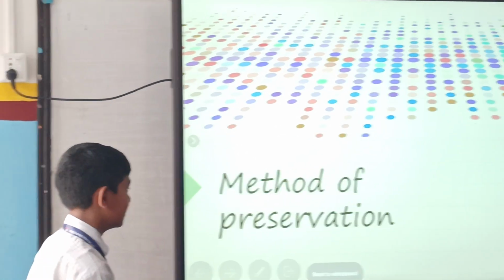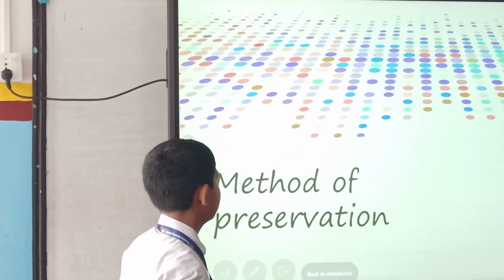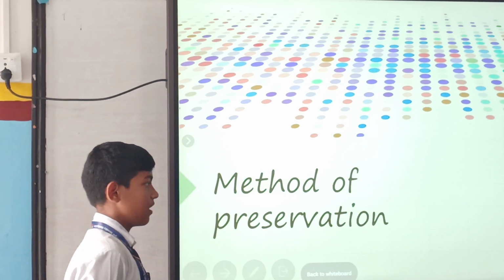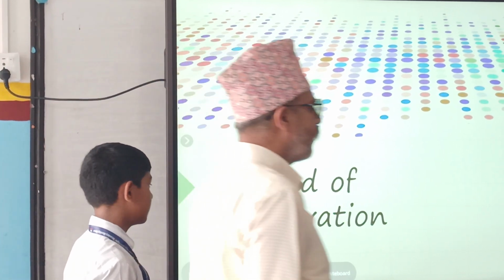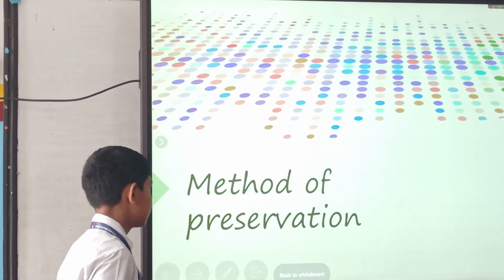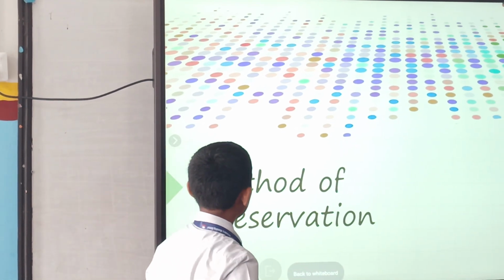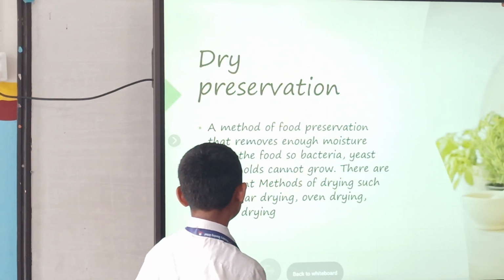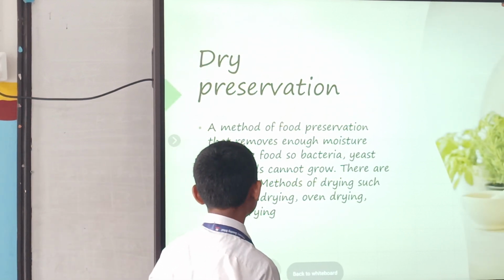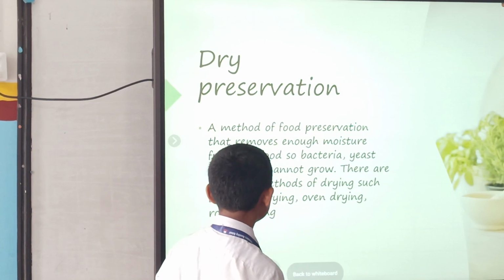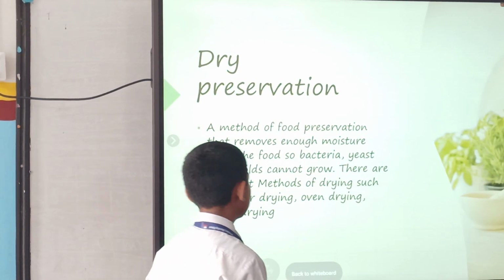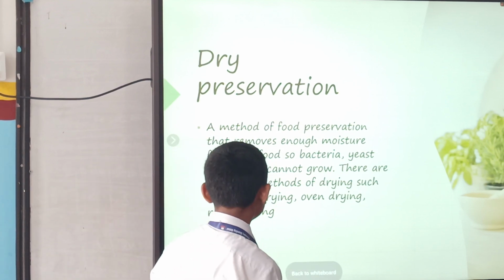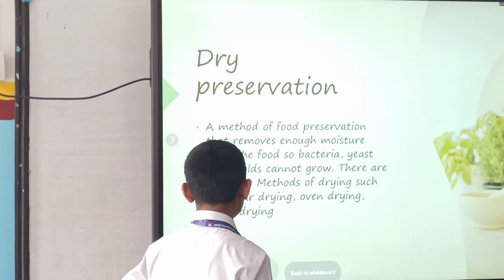Namaskar and a very warm welcome to all listening. Mohan Surkheti, a member of Group F. I am here to present the methods of preservation. Dry preservation is a method of preservation that removes enough moisture from the food so bacteria, yeast, and molds cannot grow. There are different methods of drying, such as solar drying, oven drying, and room drying.